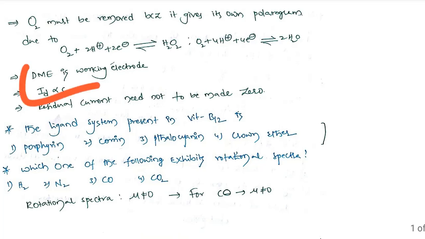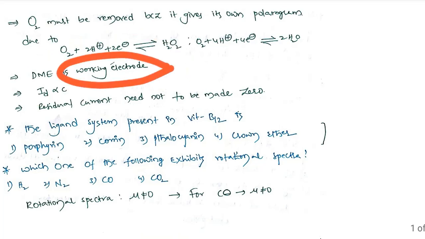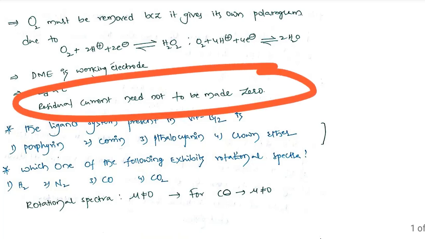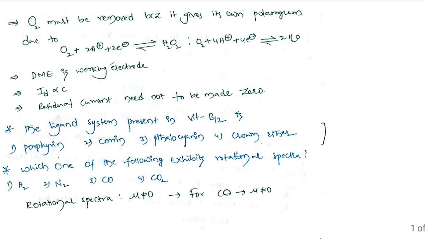Next one, DME. The dropping mercury electrode works as the working electrode in polarography. And here ID is directly proportional to the concentration. And the fourth statement, that residual current is made 0, is false, because the residual current need not be made 0 in polarography. That's why the fourth one is the correct answer for the given problem.